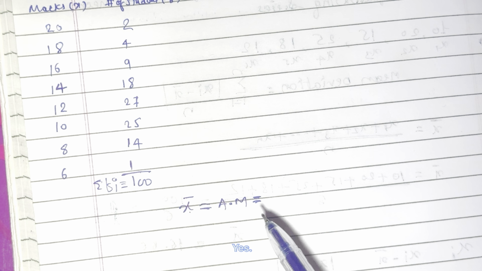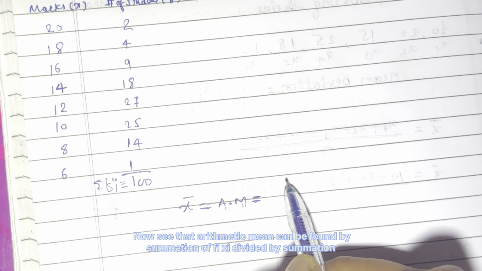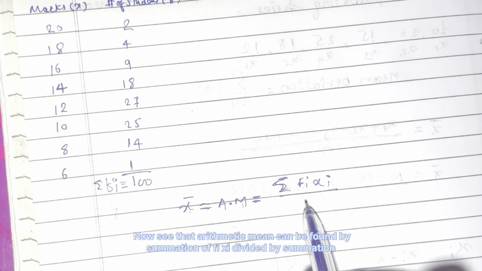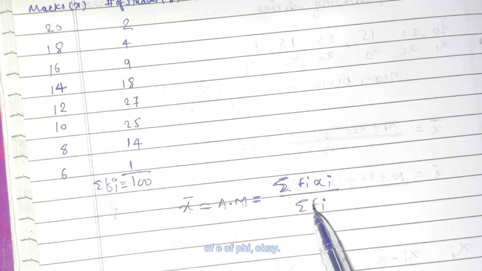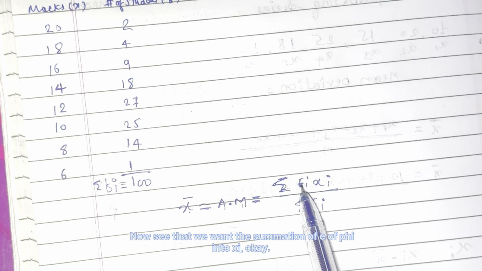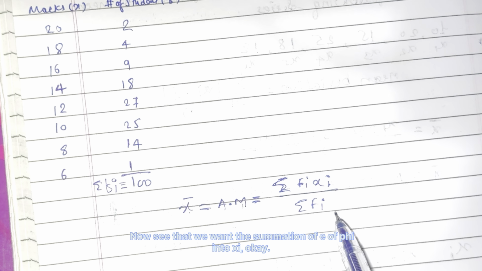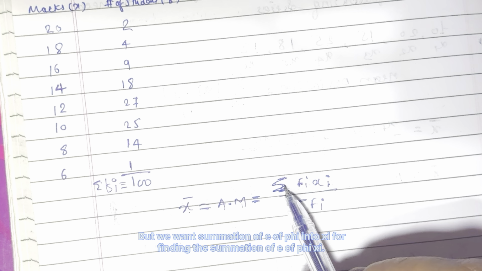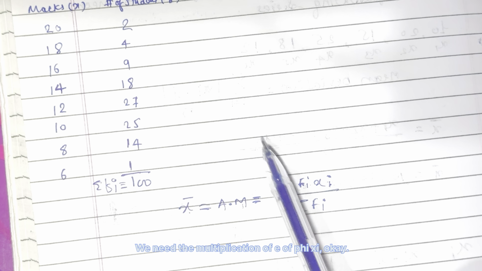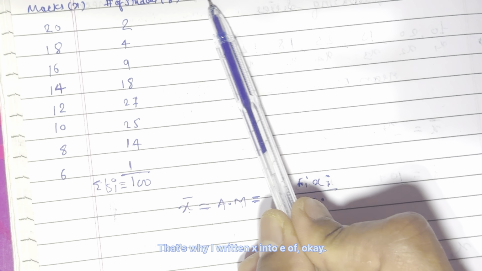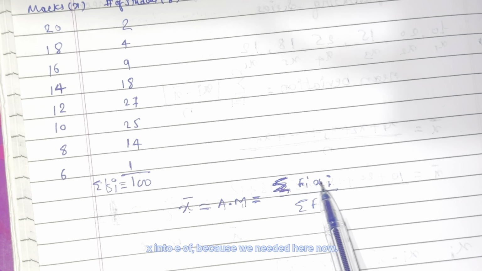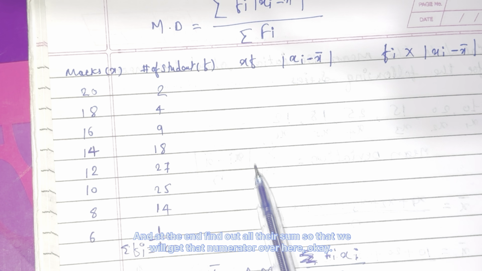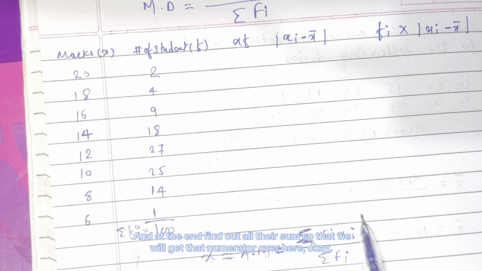Now see that the arithmetic mean can be found by summation of fi xi divided by summation of fi. That is the arithmetic mean. Now we want the summation of fi into xi. For finding the summation of fi xi, we need the multiplication of fi and xi. That's why I wrote x into f, because we need it here. At the end, find the sum of all of them, so that we get the numerator over here.